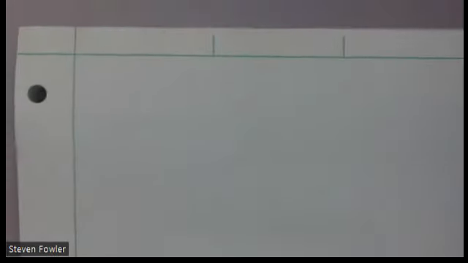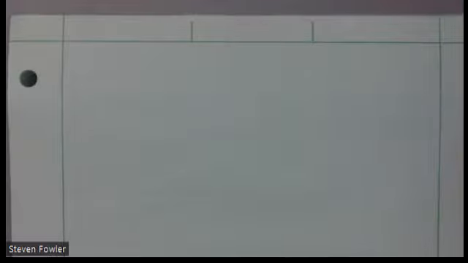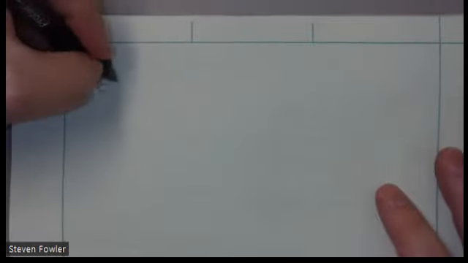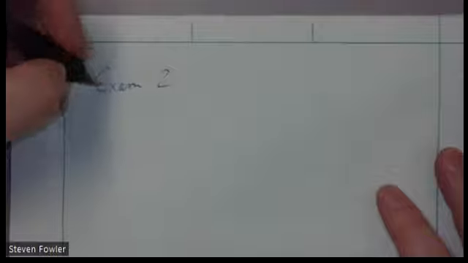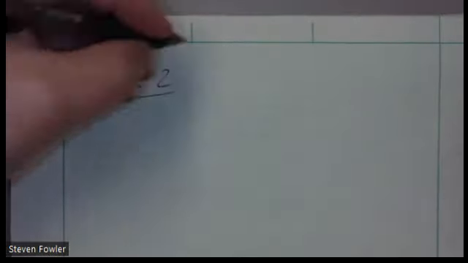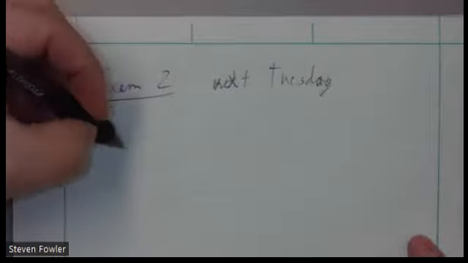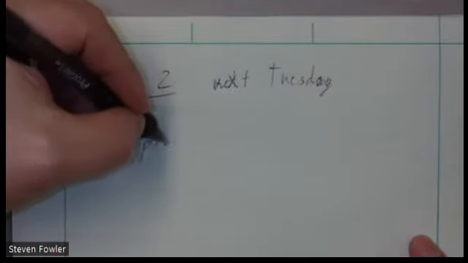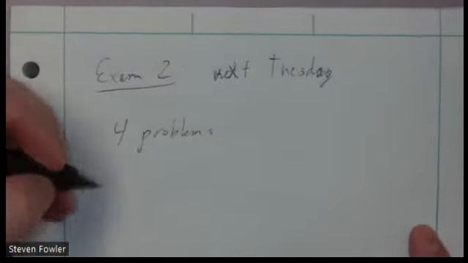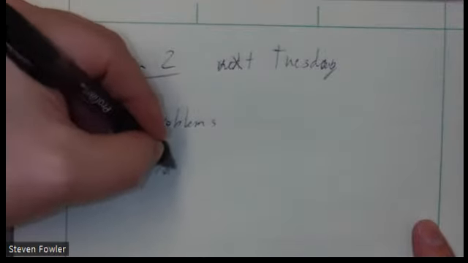So, let's talk about exam 2. Exam 2 will be Tuesday. I believe that's July 5th. Next Tuesday. Asked earlier, 4 problems. They're going to come from chapters 4 and 5.